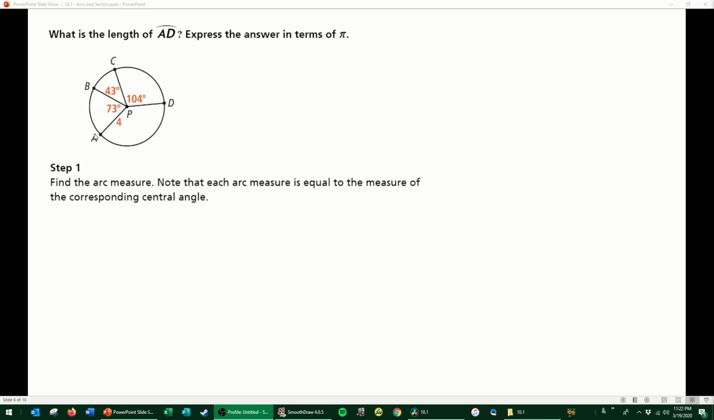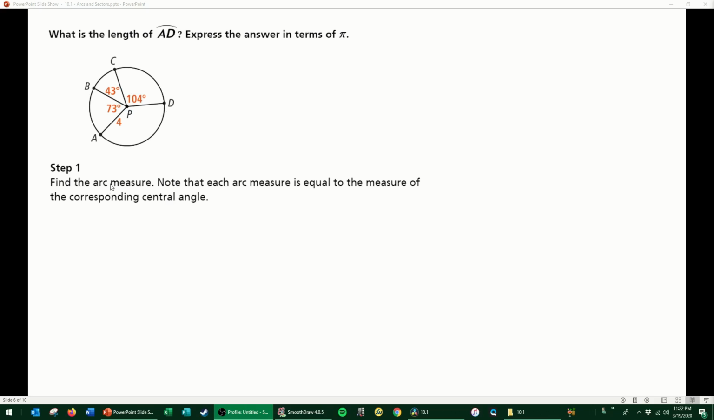So do I go A, B, C, D? Or do I just figure out from A to D? Well, there's a couple things we'll see here. Notice this 4 does not have a degree sign. So that's going to be denoting the length of my radius. So AP, PB, PC, and PD are all length 4. My central angle APB is 73 degrees. BPC is 43 degrees. CPD is 104 degrees.